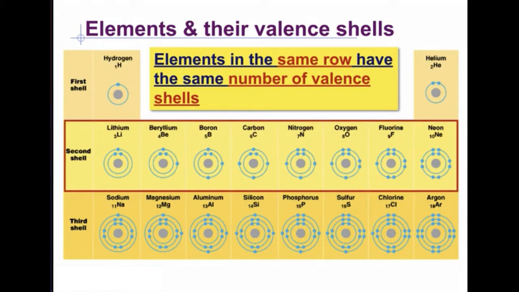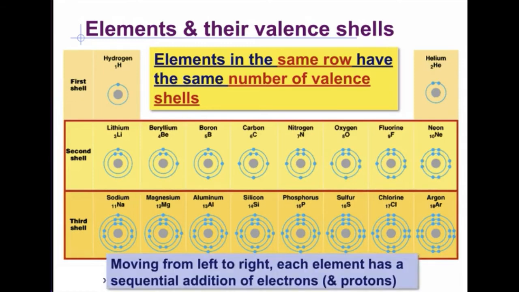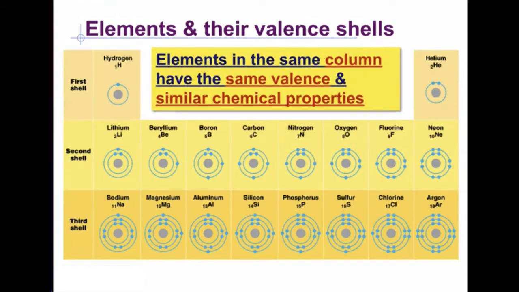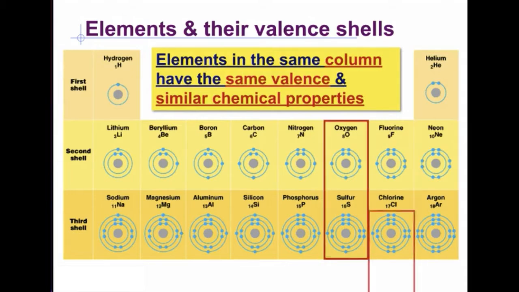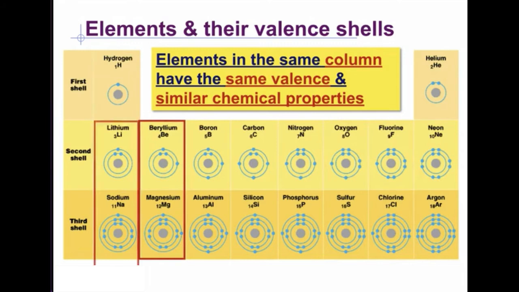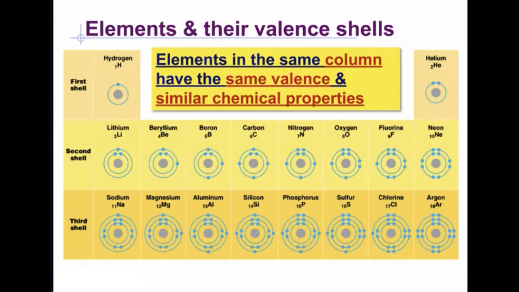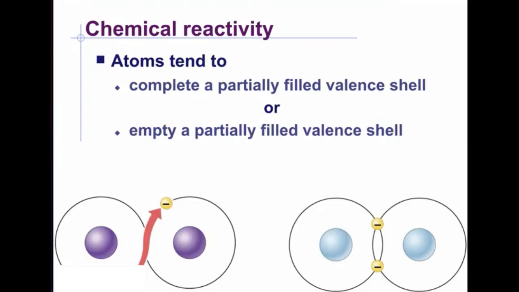Okay, so elements in the same row have the same number of valence shells in our periodic table. So from left to right in your periodic table, you'll see that they are in the same row, and moving from left to right, each element has a sequential addition of electrons. Now, elements in the same column have the same valence and similar chemical properties. Okay, so you can see these columns that I'm highlighting right now have the same valence and similar chemical properties. Now, atoms tend to complete a partially filled valence shell or empty a partially filled valence shell, just as you can see over here.